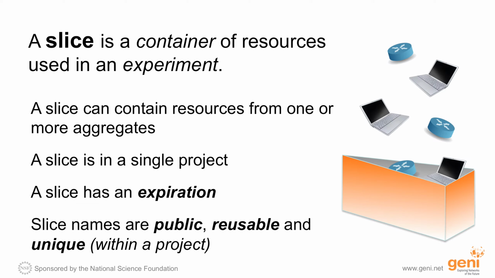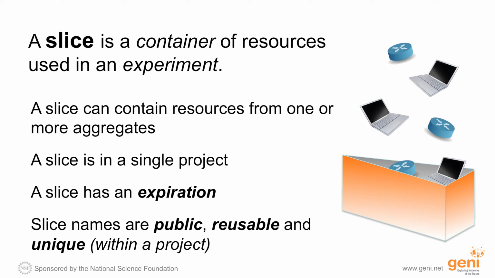A slice is a container or a label for resources used in an experiment. A slice can contain resources from one or more aggregates. It belongs in a single project, and it has an expiration. Finally, slice names are public, reusable, and unique within a project.